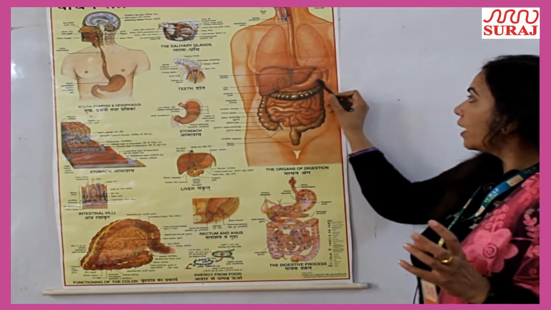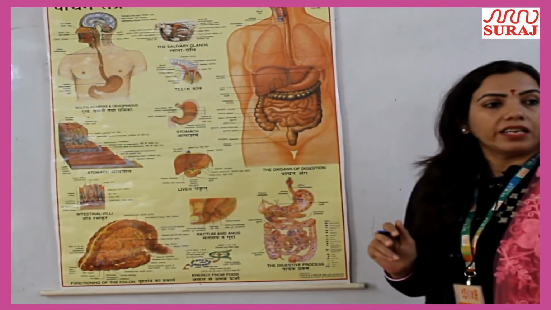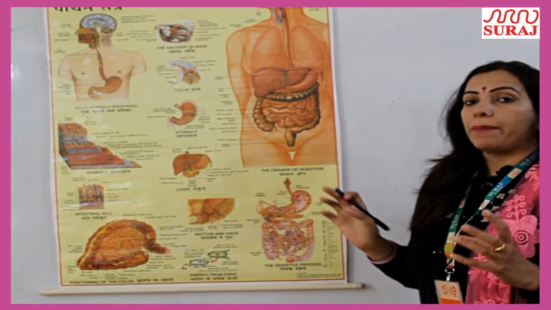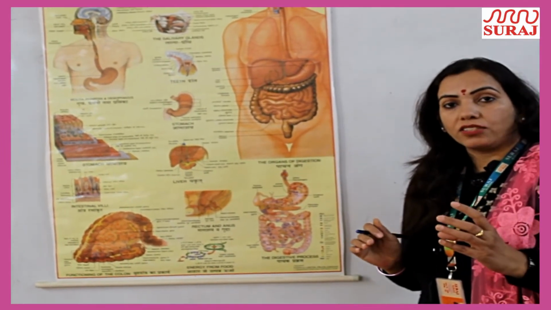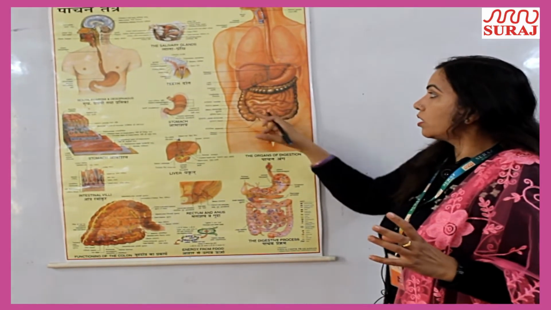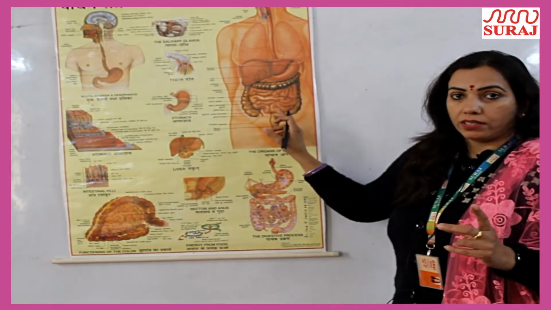And one more gland is there, that is the pancreas. It is a leaf-like structure which is present below the stomach and it secretes a pancreatic juice which helps in the digestion of proteins and starch. So all these juices work together in the small intestine.